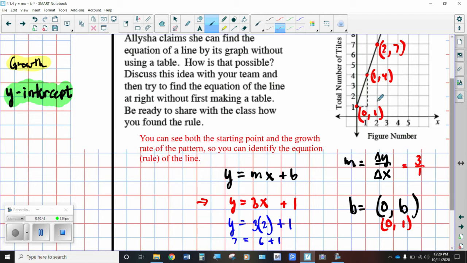Okay, so notice that the y values are increasing by 3 every time, and the x values are increasing by 1. Okay, so just by looking at any graph, you are able to then determine the growth rate and the y-intercept, which is your starting point, and then take those pieces of information and create the rule. And this is bothering me a little bit. I want to make that a little bit cleaner. Okay, there we go.